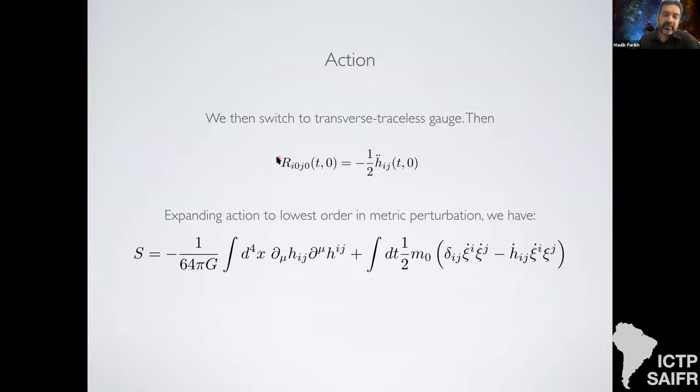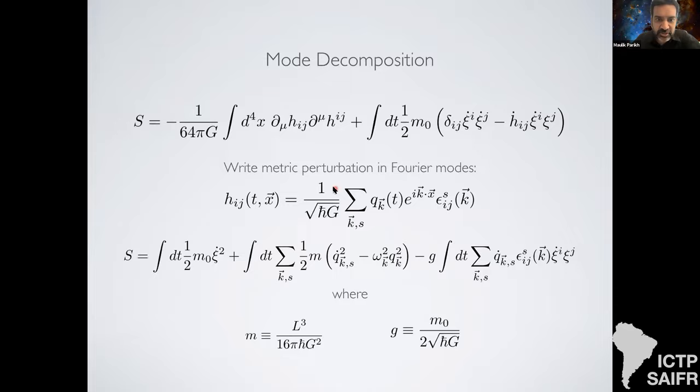our relation between the Riemann tensor and H, and we can expand the metric to second order as we do, and here H is the metric fluctuation. And what we then get is this action. Okay, and furthermore, we can then take this action and break the metric down into Fourier modes, where now Q is the amplitude of the kth mode. So K is the wave vector, and Q is the amplitude of that mode, and then there's some polarization tensor and so on.